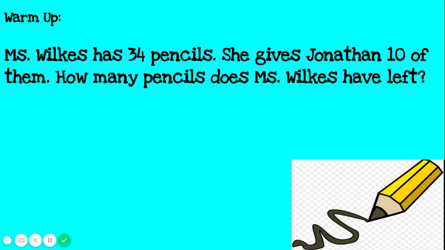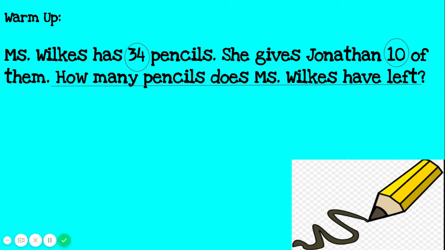Now, if you remember, when you are solving a word problem, there are some important things that you have to do. First of all, you have to circle the important numbers, and then you have to underline the question. Miss Wilkes has 34 pencils, so I am going to circle 34. She gives Jonathan 10 of them, so I'm going to circle 10. Then I'm going to underline my question to let me know what I have to find out. How many pencils does Miss Wilkes have left? I'm going to underline that sentence.